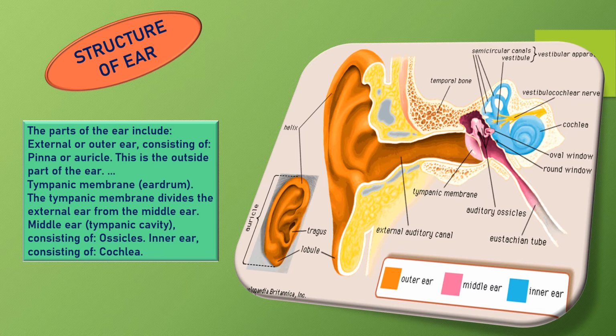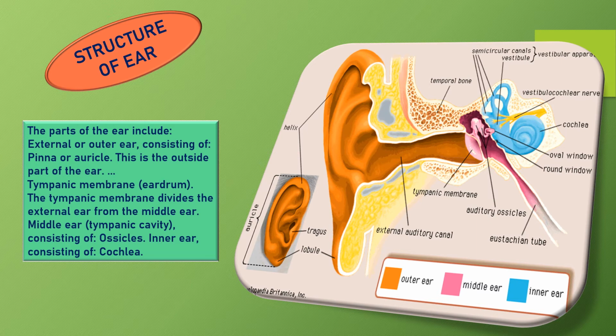You can see the auditory ossicles. And the last one, the inner ear, consists of cochlea. Obviously, it's a spiral shaped cochlea, you can see. Apart from this, the inner ear includes semilunar canals and vestibule, that is the vestibular apparatus, that tube-like structure attached with the cochlea, or the end portion of the cochlea, and the yellow color vestibulocochlear nerve in the inner ear.